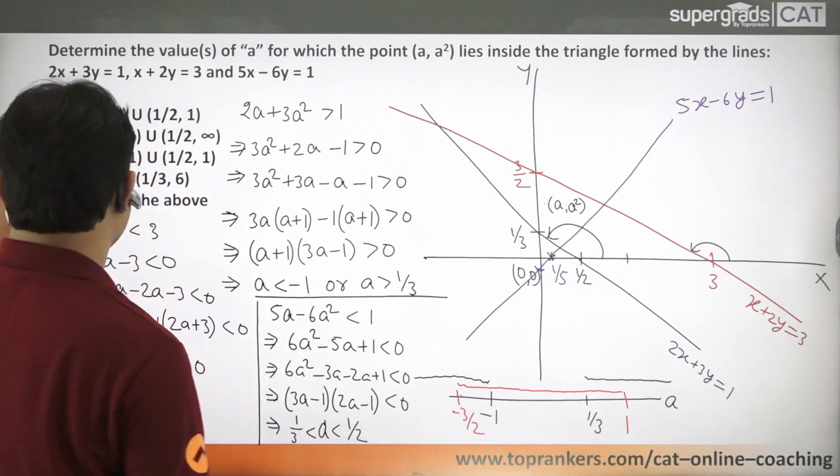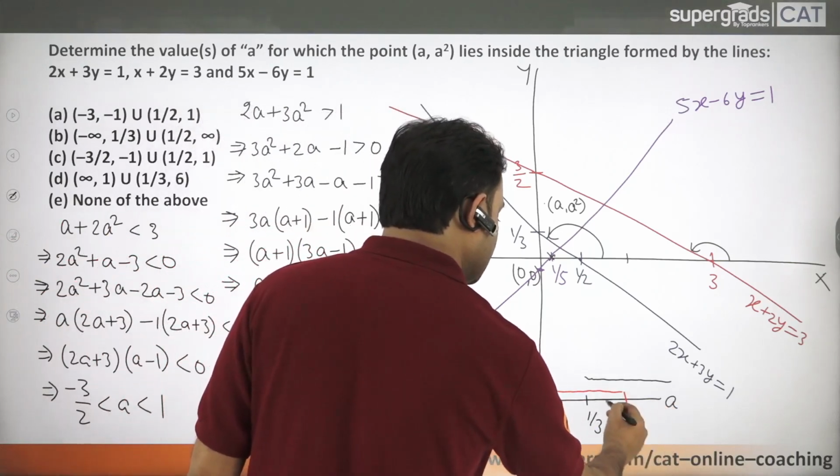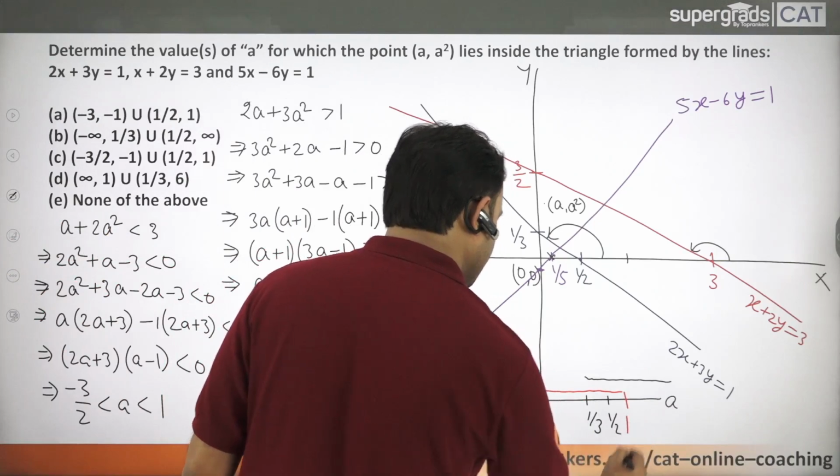Now, where do we get that? 1 by 3 is here. Where do we take 1 by 2? So 1 by 2 will be somewhere here, right?